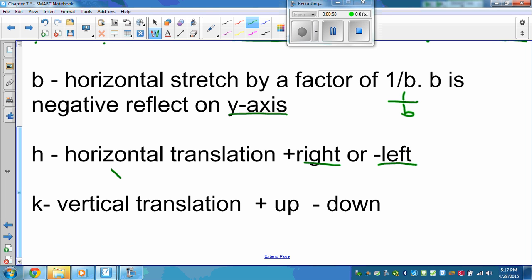So if I had x plus 3, well, it's supposed to be x minus h. So here, h would be negative 3, and we would move to the left. Okay, so that's just like in Unit 1 and Unit 2, transformations. And finally, K affects vertical, that's how we remember it, translation up or down. Let's try a problem.